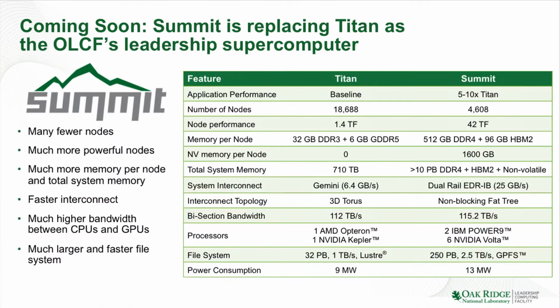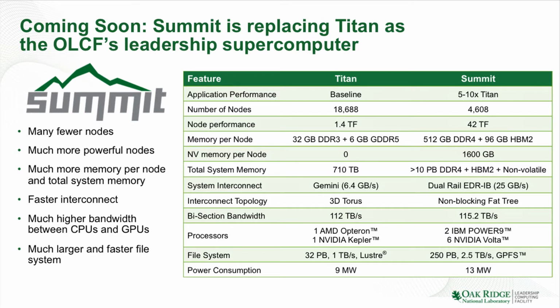So if I compare Summit to Titan, what are some of the differences in the architecture? In terms of application performance, we expect 5 to 10 times the application performance of Titan. Realize that the peak-to-peak comparison is about 7. As we get into the early application results, you'll see that we're actually getting more than 7 in some applications. In terms of the number of nodes, on Titan we have nearly 19,000. On Summit we're going to have 4,600 nodes. So I'm getting 200 petaflops, 7 times as much performance, with a quarter as many nodes.